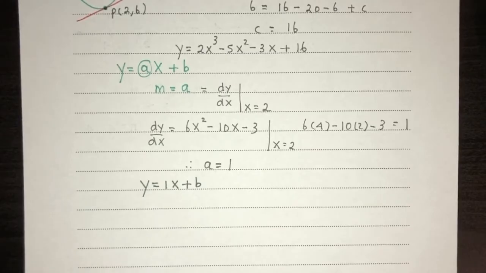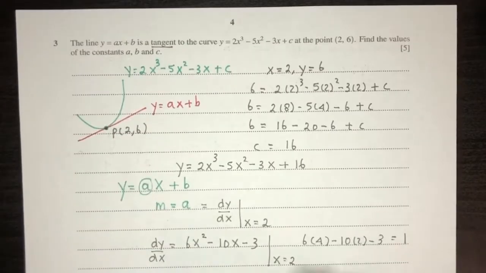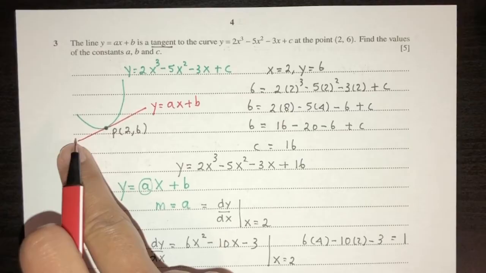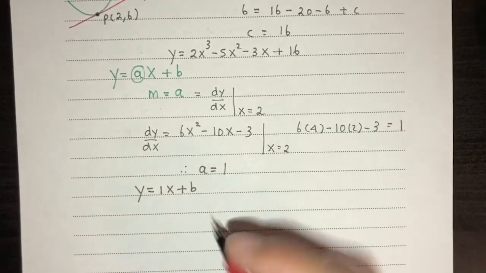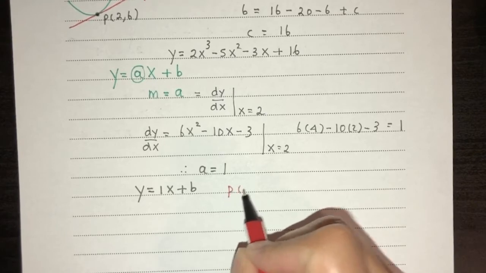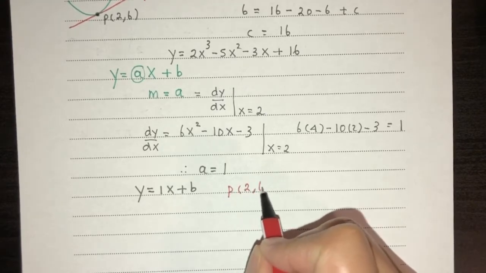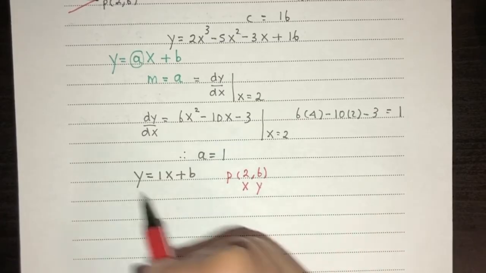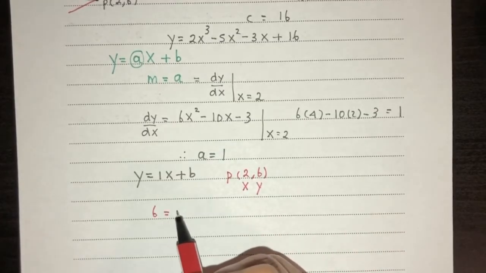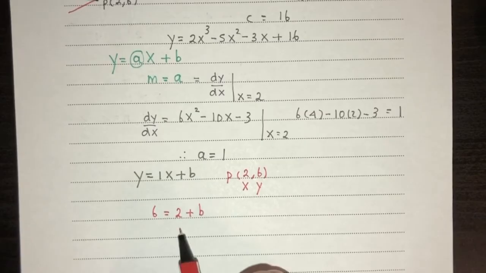So now to find the value of b, go back to your point. We know that the point P is on this line. So same thing, we can just replace the point P. P is (2, 6). This is x, and this is y. Replace. That will be 6 equals 2 plus b. So b will be 4.